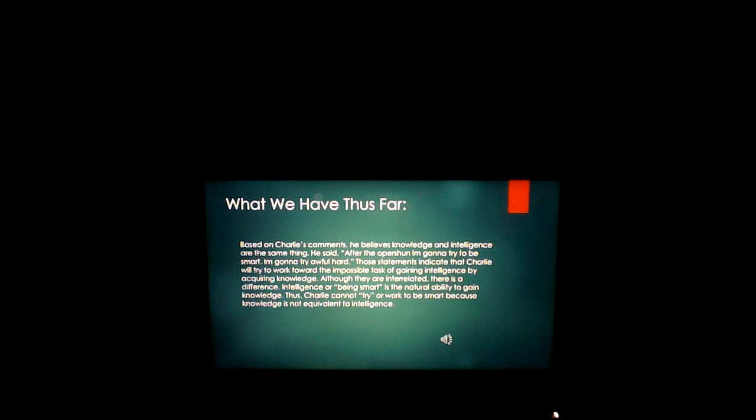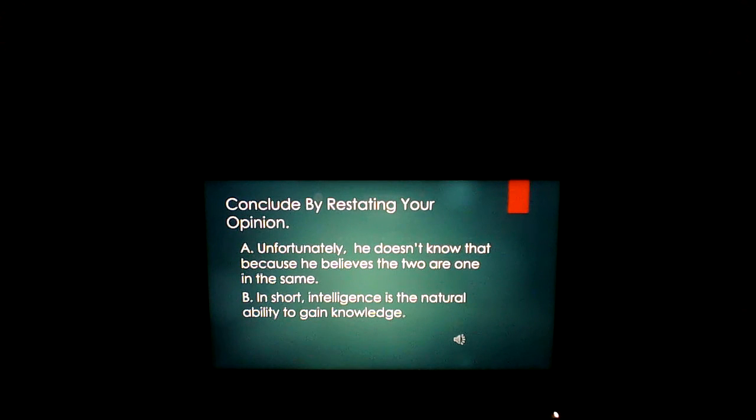So this author believes that Charlie doesn't know that there is a difference between knowledge and intelligence. He believes that he can work for intelligence. And so the author has stated that here in the text. So now we need a conclusion. The concluding statement should be one of the easier ones because it's simply restating what you said in the introduction and your opinion. It's just simply giving your opinion again.